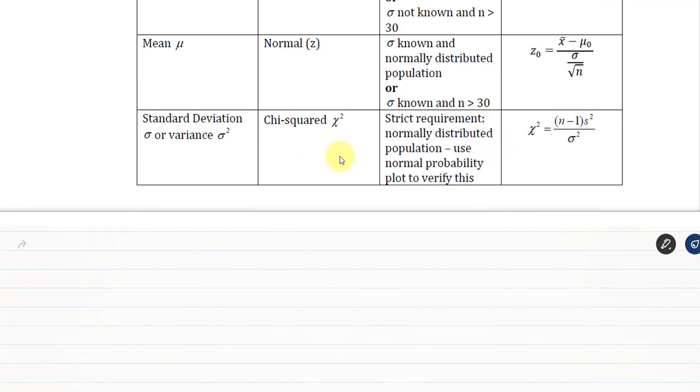And then the last case is the standard deviation sigma, and we use the chi-square distribution for that. We'll talk more about that in a future chapter.